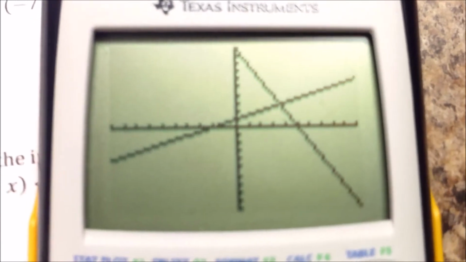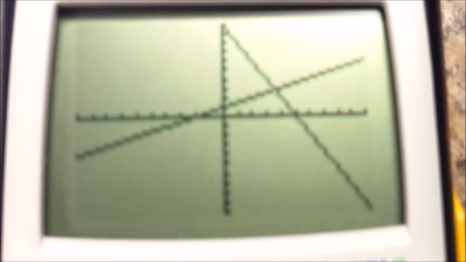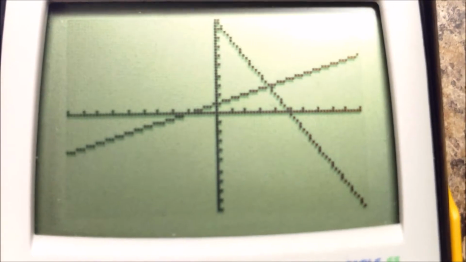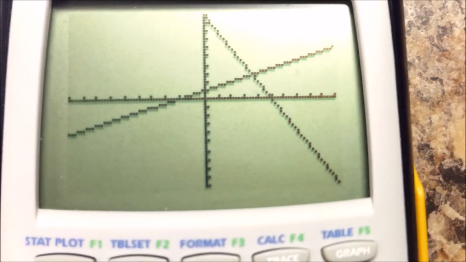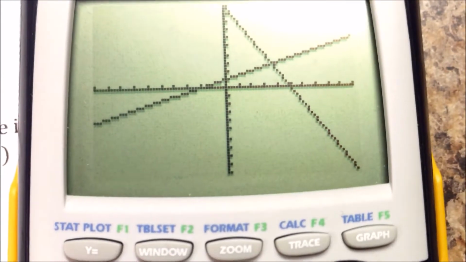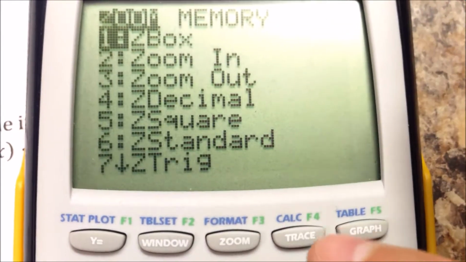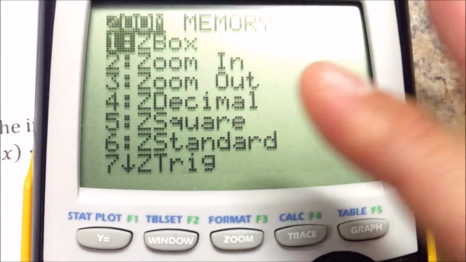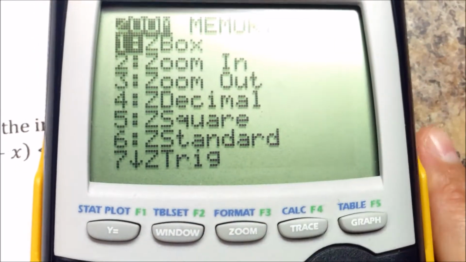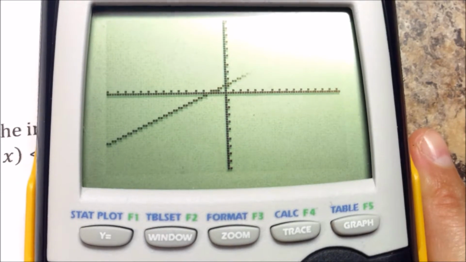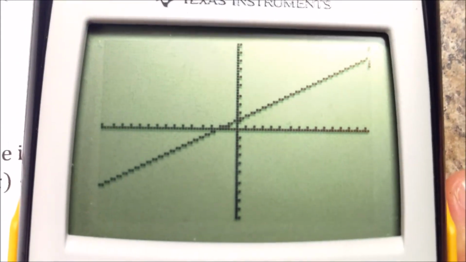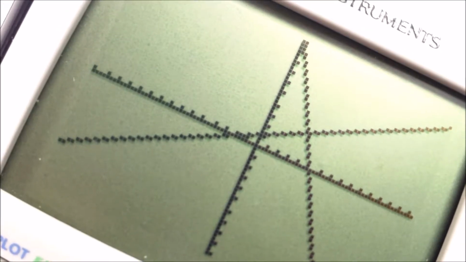Okay, now that doesn't look perpendicular to me. It doesn't form a 90-degree angle. That's because of the way our window is. If we were to make it like a perfect square, it would look perpendicular. So we can do that by clicking on zoom, and we're going to go to the square one, which is 5. Alright, there's the first line, and there's the second. And if you can see, it forms a 90-degree angle. A lot prettier than the other one.